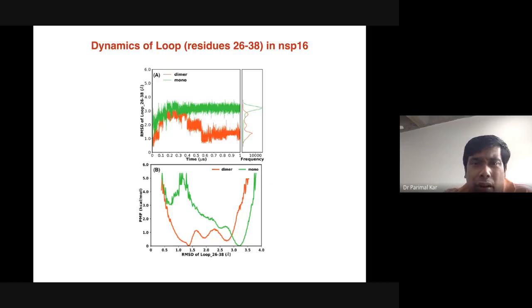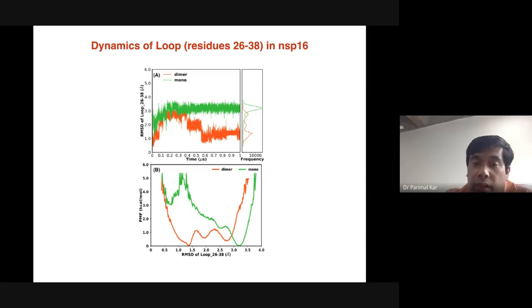And then principal component, let's not speak about it. So there are 2 loops actually. Particularly this 2638 loop is very important because that resides near the binding site. So you can see that dimerization makes the loop more stable, because the RMSD initially increases, but then gradually it decreases, and from 0.6 microsecond to 1 microsecond, that is the last 400 nanoseconds, it is very stable. The same thing we represented in terms of energy, and we found that of course there are multiple minima. You can see that there are a lot of minima, but the global minimum corresponds to an RMSD of 1.5 angstrom.